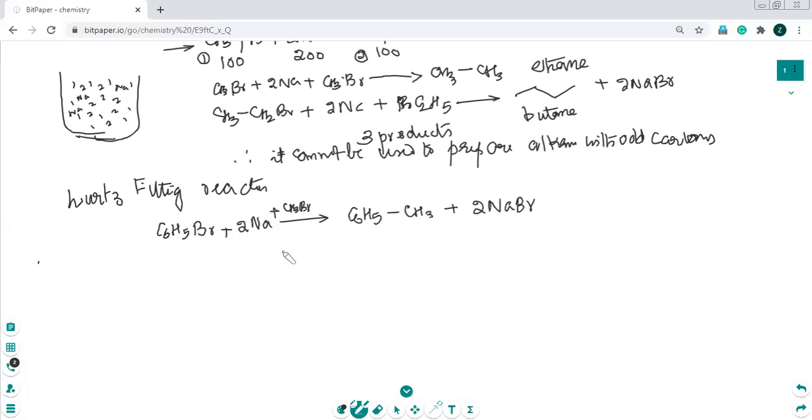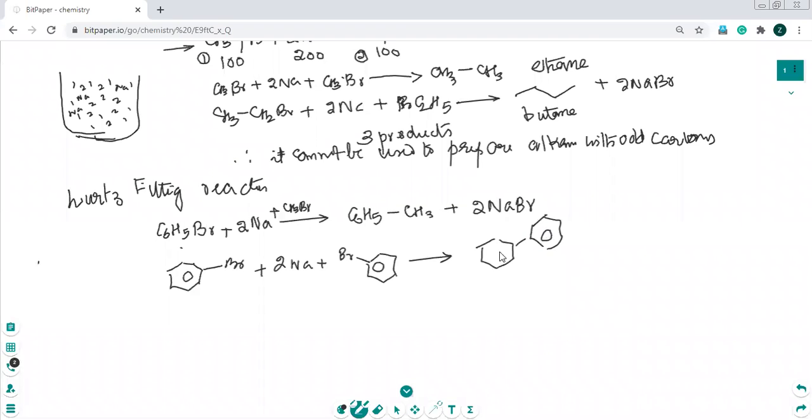Now this will be an interesting reaction in the sense that we can argue the same way. What is the argument? Two molecules of this can combine. One molecule of this plus 2Na plus a second molecule of this can also give this product, biphenyl. Is it not possible? It is not possible with sodium.